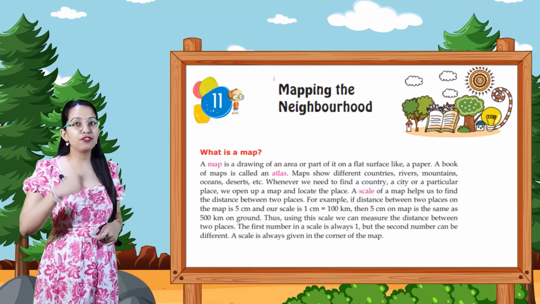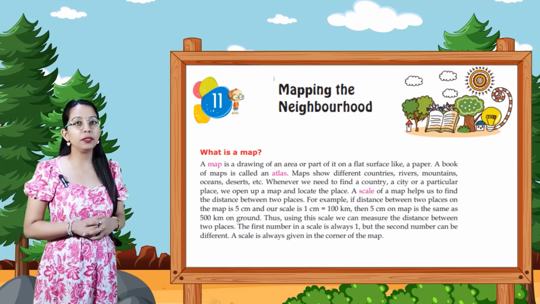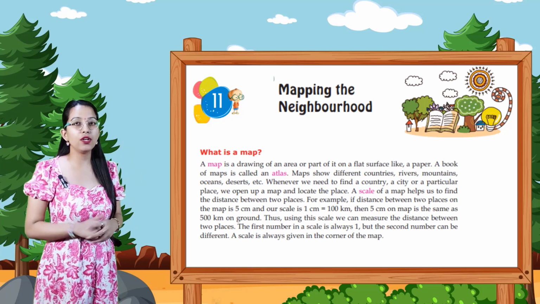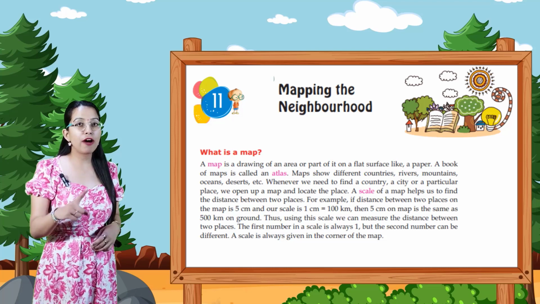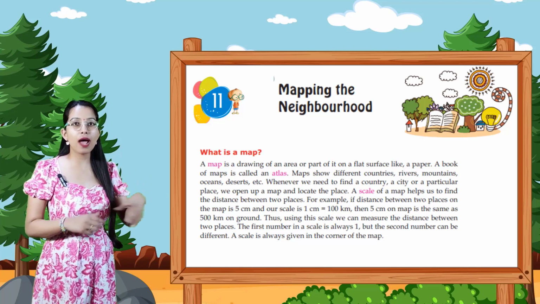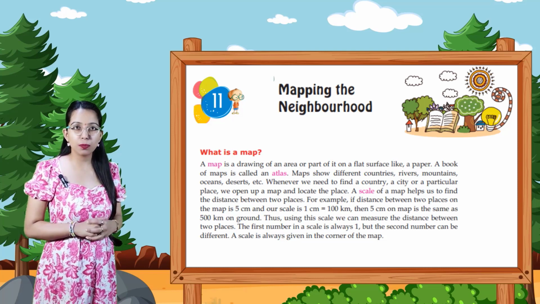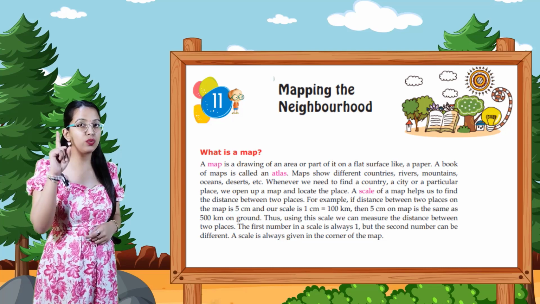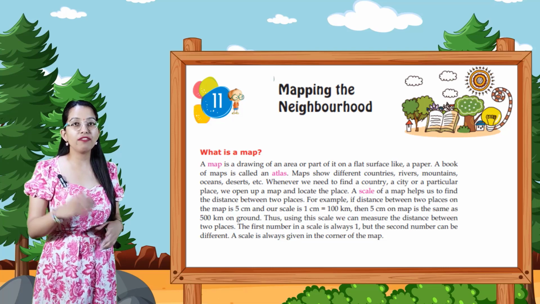A scale of a map helps us to find the distance between two places. For example, if the distance between two places on the map is 5 centimeters and our scale is 1 centimeter is equal to 100 kilometers, then 5 centimeters on the map is the same as 500 kilometers on the ground. Thus, using the scale, we can measure the distance between two places. The first number in a scale is always 1, but the second number can be different. A scale is always given in the corner of the map.